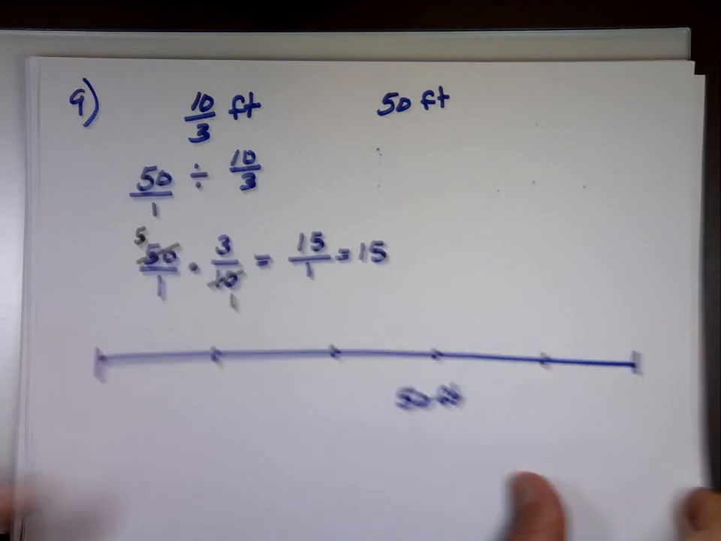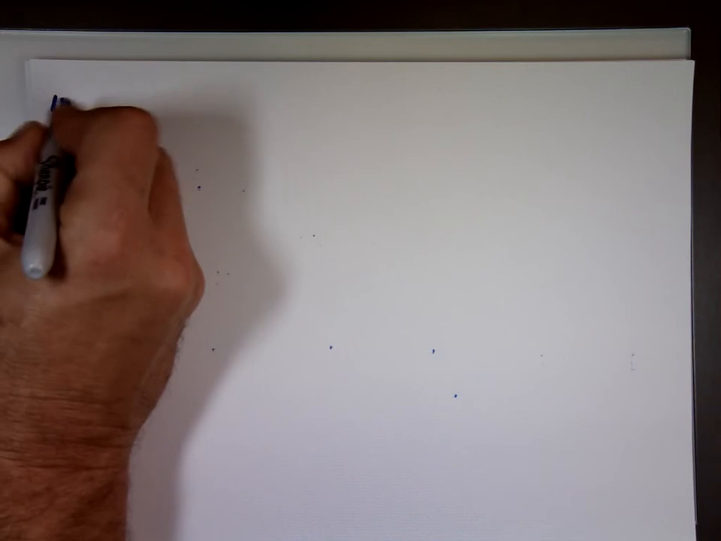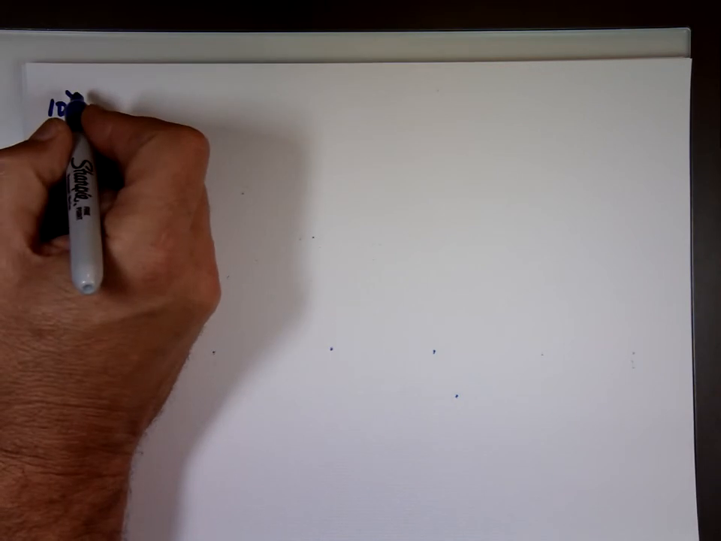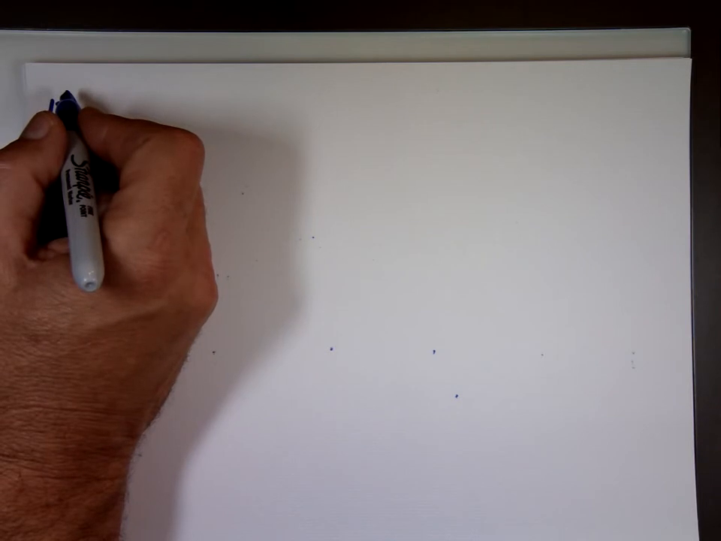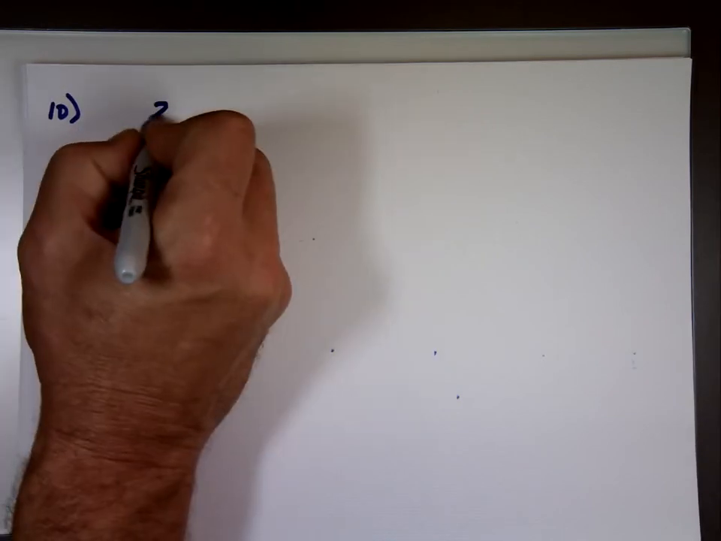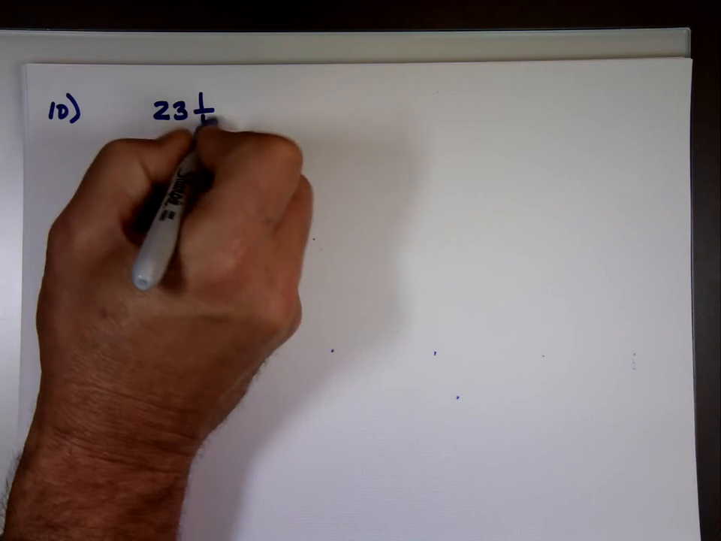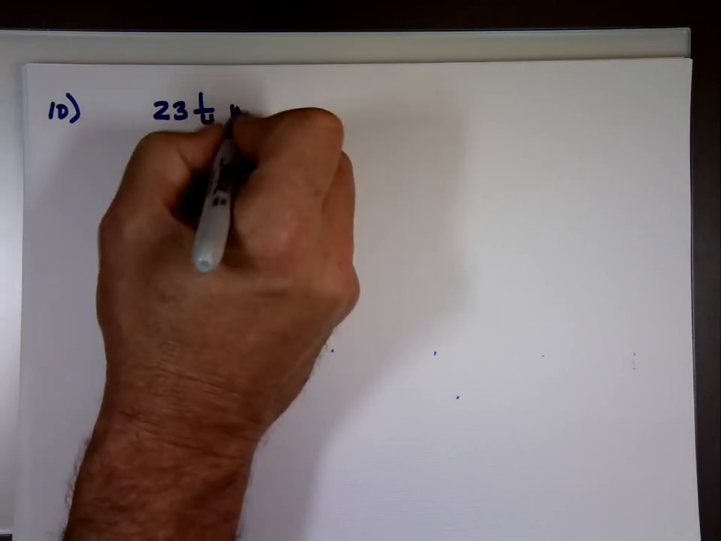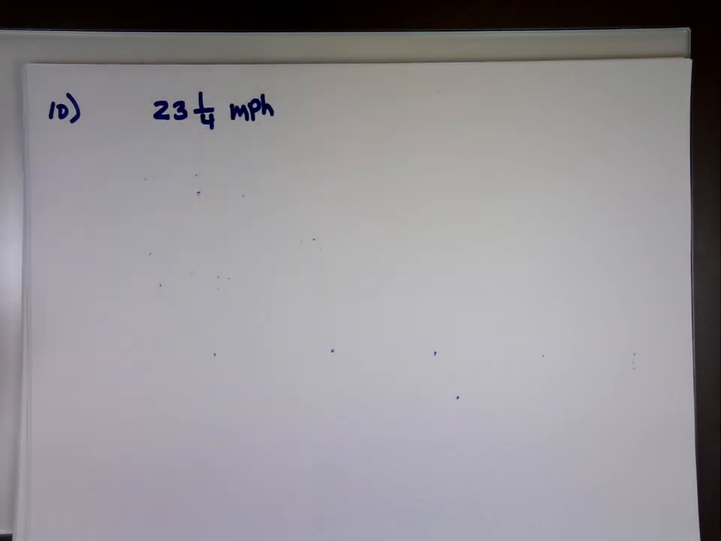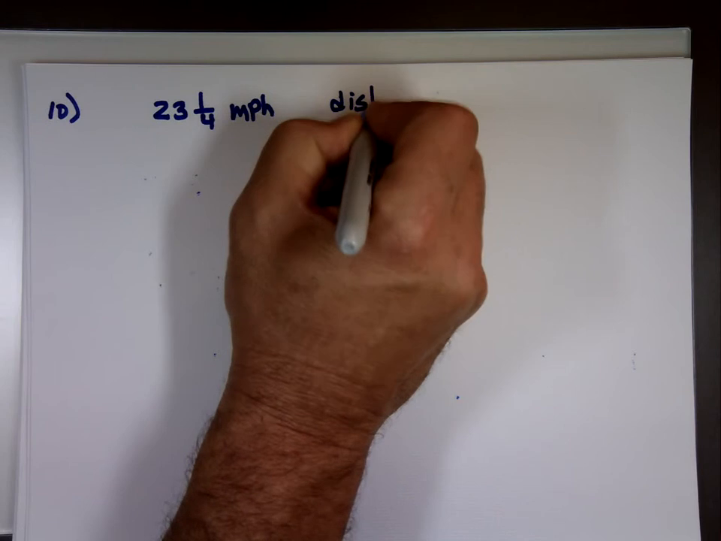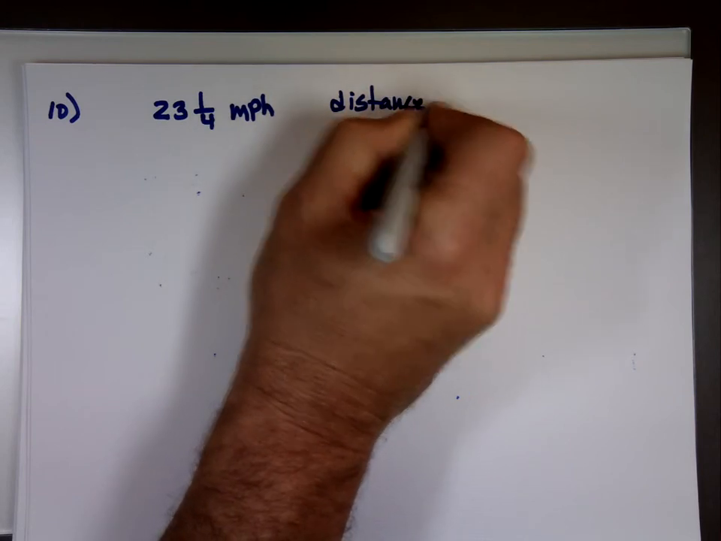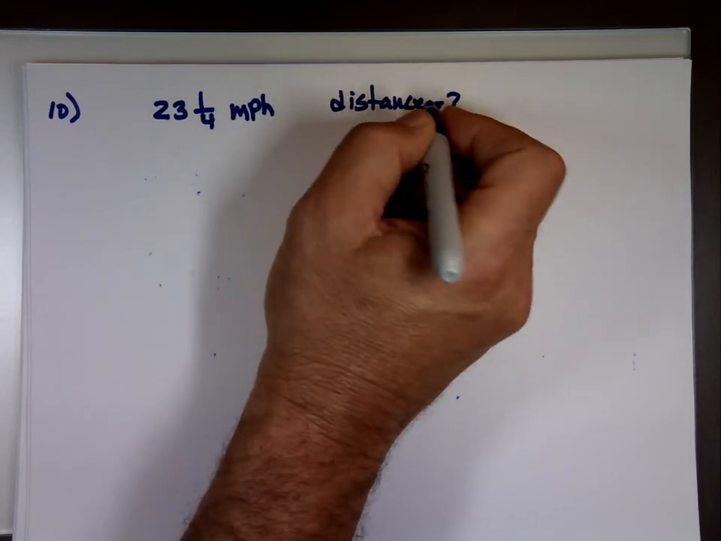And let's see the last one. Question number 10. Ed rides his moped at 23 1/4 miles per hour. That's his speed. Let's say a motorcycle. How far will he ride if he rides for 1 1/8 hour?